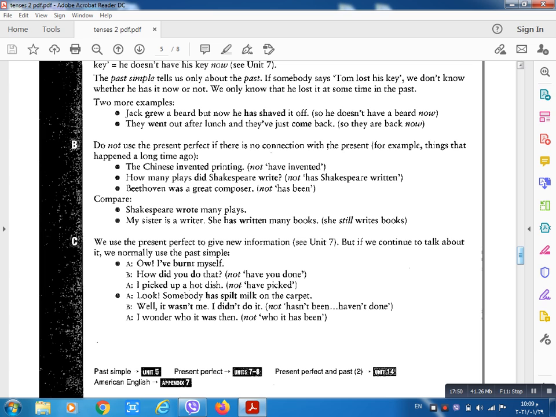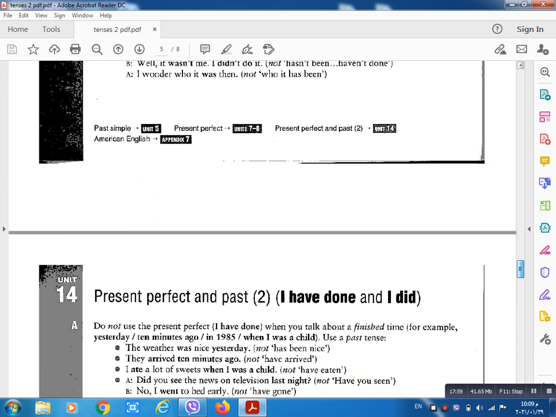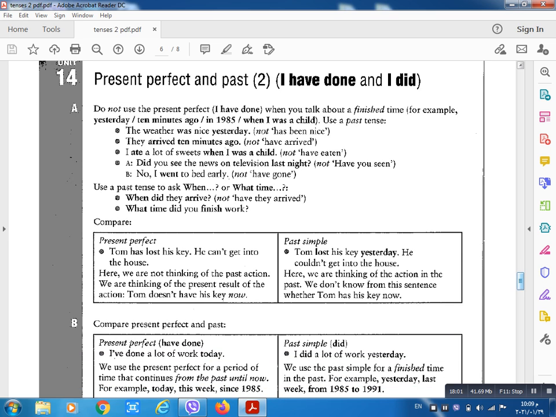Now, let's see what's going on in the other unit that shows us the difference between present perfect and past. Unit 14. I have done and I did. What's happening here? Do not use the present perfect when you talk about a finished time. We said this. Finished time means, for example, yesterday. I have this expression, yesterday, to show that it is everything that happened yesterday. What do you understand? It previously happened and finished. It is over.